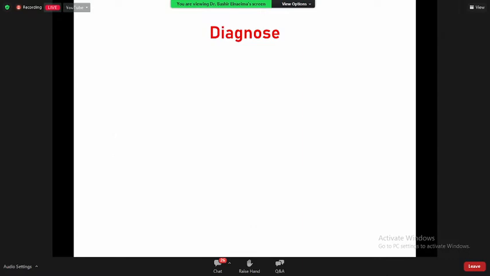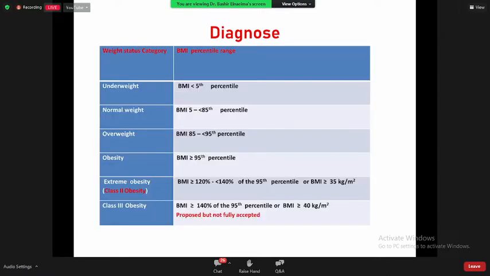How do we diagnose obesity? What criteria do we use? Looking at these weight categories, if the child's body mass index is below the 5th percentile, this is an underweight child. If the child's body mass index is between the 5th and 85th percentile, this is a normal child. If between the 85th and less than the 95th percentile, this is overweight. And if the body mass index is at or above the 95th percentile, this is obesity.